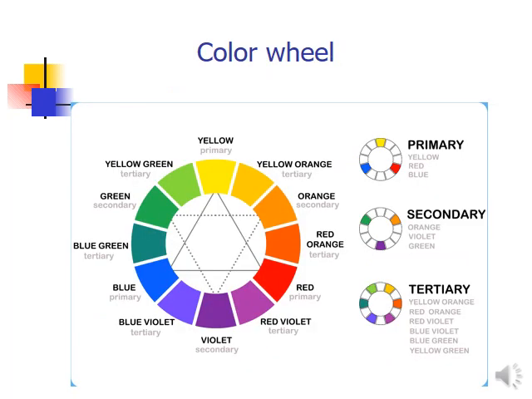This is our lesson. This is about the color wheel. We have primary color, secondary color, tertiary color. We're going to see together what's the difference between primary, secondary, and tertiary color and how to put it on the color wheel.